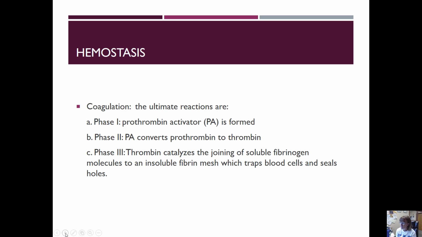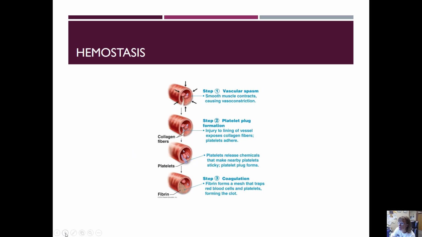So fibrinogen is soluble, will not stick to itself, will not come out of solution, will not fill in the spaces, will not stick to the platelets, and so we don't have to worry about a clot forming until thrombin is produced. So here is a little diagram that shows how these steps happen.